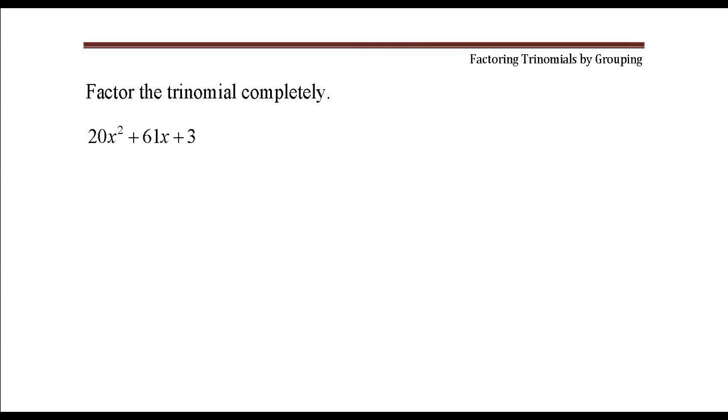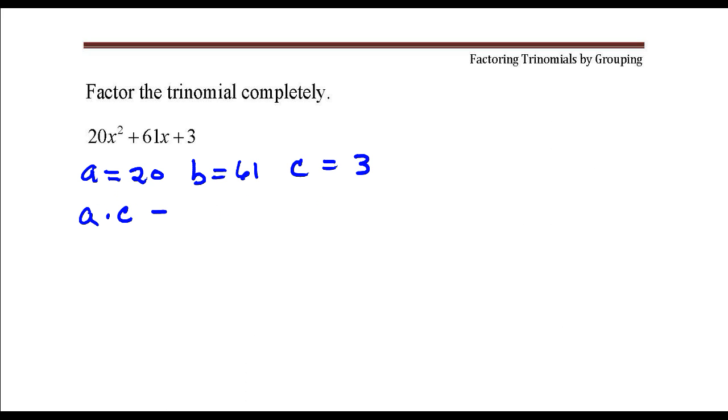Okay, let's first identify A, B, and C. A is 20, B is 61, C is 3. Next, multiply A and C. A times C is 60.